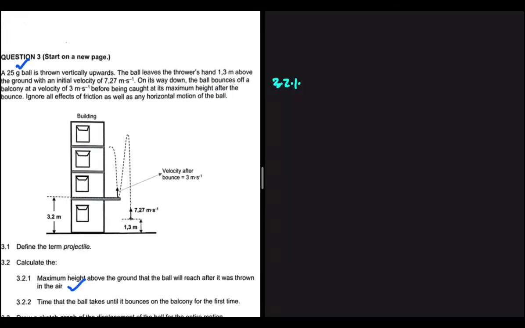Right, so we're looking for the maximum height above the ground that the ball will reach. As soon as I hear maximum height, I know that Vf is equal to 0. Our acceleration is constant, that is 9.8 meters per second squared upwards. What is Vi, the velocity at which the ball was thrown? Vi is 7.27. What else do we need? We're looking for delta y. This is our unknown. With these four variables, which equation can we use?